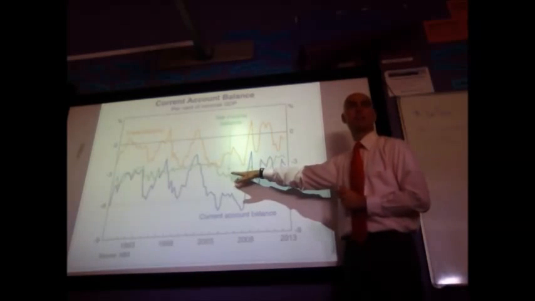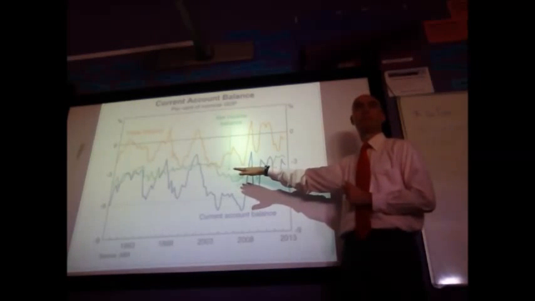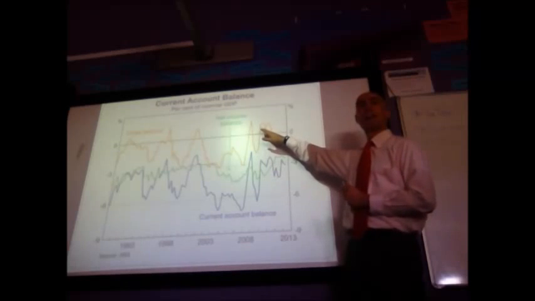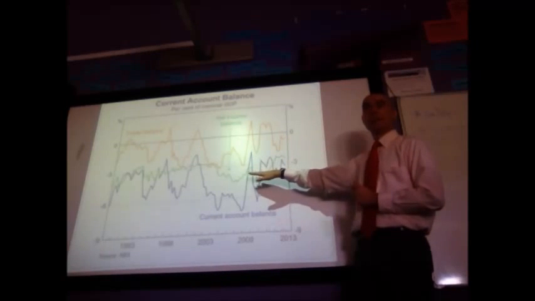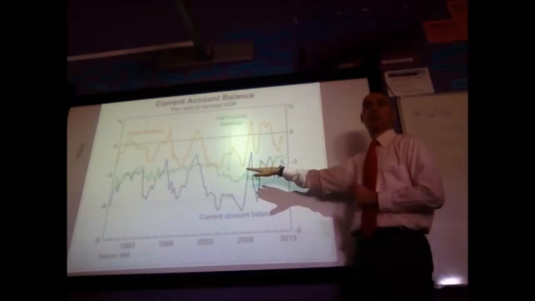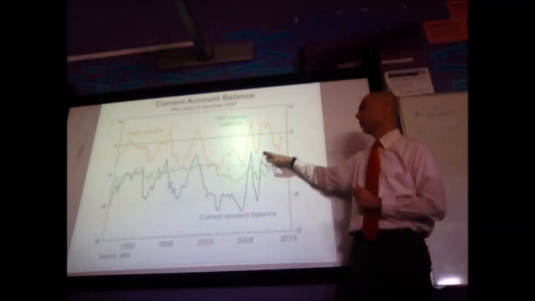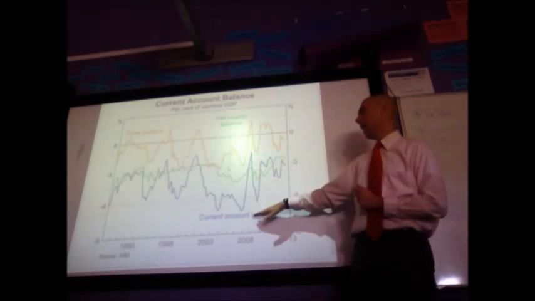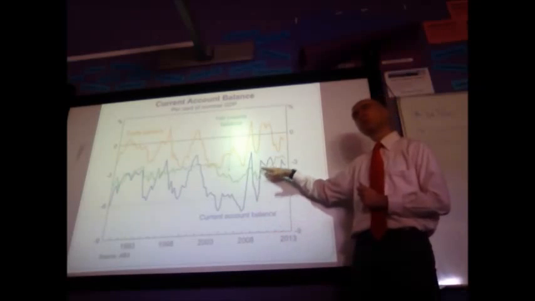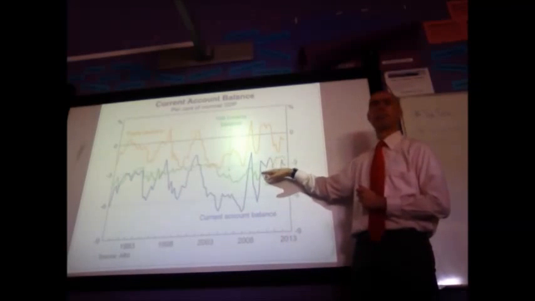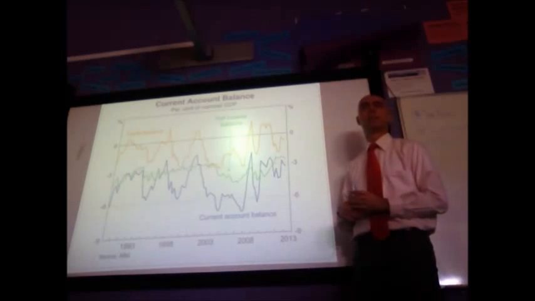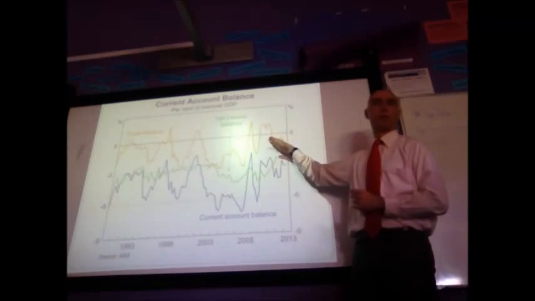Compare that to net income. It's very steady, it's very stable. So the trade balance is cyclical, the net income balance is structural. And if you add the two together, you can see the current account deficit. It ranges between 2% of GDP and 7% of GDP. But usually around the 4 to 5% mark, sometimes 3%. And it depends on what the trade balance is at.